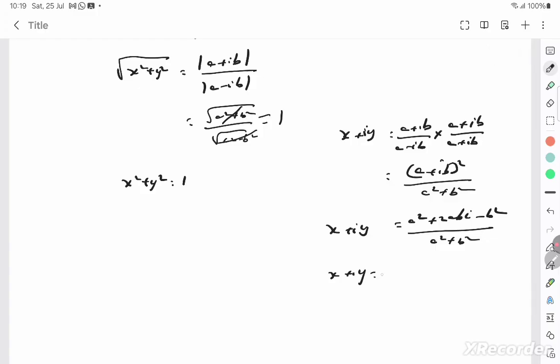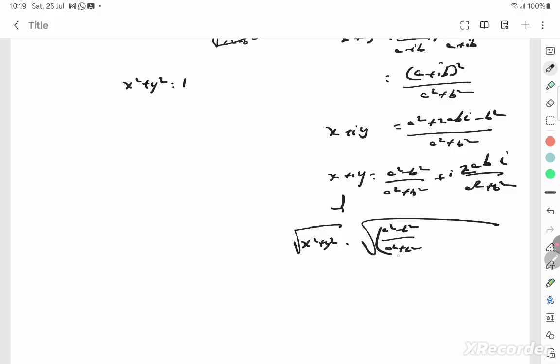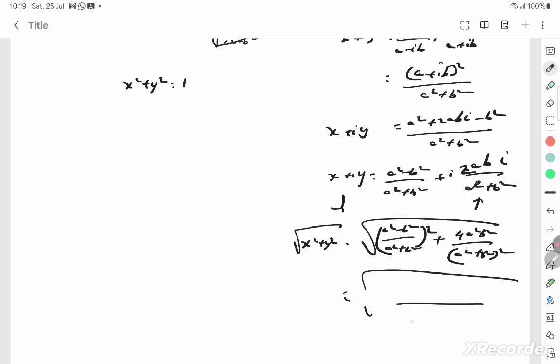Let's further write it with the real part separately, plus i into the imaginary part separately. The one with the i is the imaginary part. And then they'll apply modulus on both sides. This is root of x square plus y square is equal to root of (a square minus b square by a square plus b square) the whole square, plus 4a square b square by (a square plus b square) the whole square. So the LCM will be (a square plus b square) the whole square.